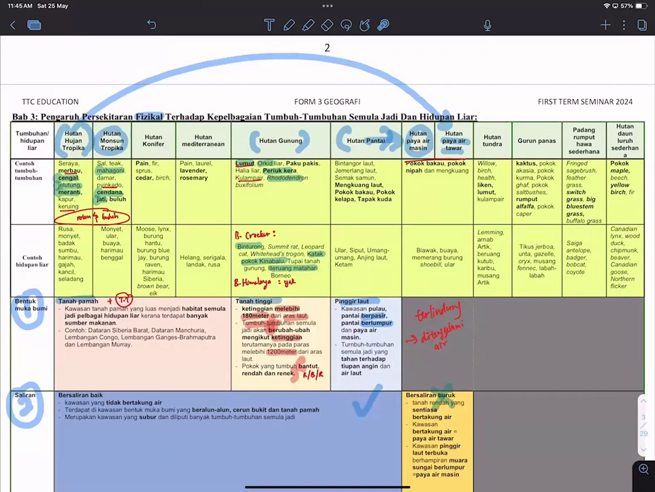We haven't finished the bab 3. So bab 3, guys, we still have other hutan. So this is just the bentuk muka bumi we settle. So saliran baik buruk we settle, right?